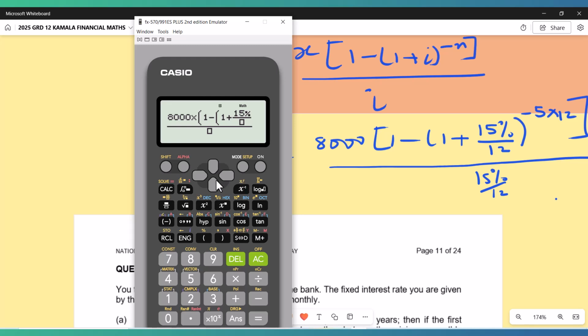Now go down then, divide by 12, okay, all together, and then scroll here, power what? Power negative 5 times 12, because we are compounding every month end. Then come here and close the bigger bracket, then go down, divide by I, which we said is 15%, and then divide by 12. Divided by 12, let us see how much.